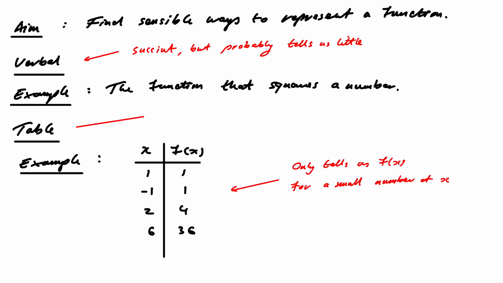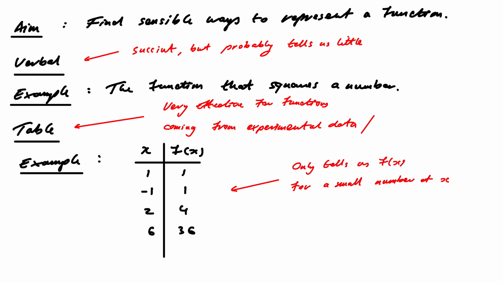One thing that I will say is tables are incredibly useful when it comes to describing functions which are coming from experimental data. In fact, almost always this is how experimental data would be described. So very, very effective for functions coming from experimental data, or indeed just functions which have limited information.